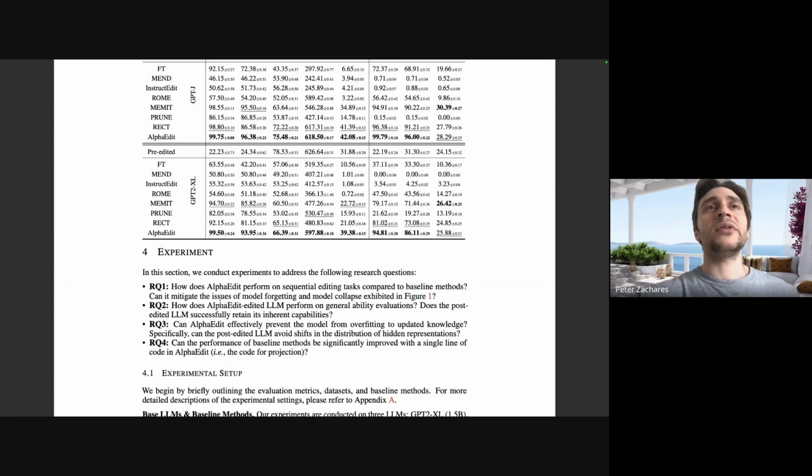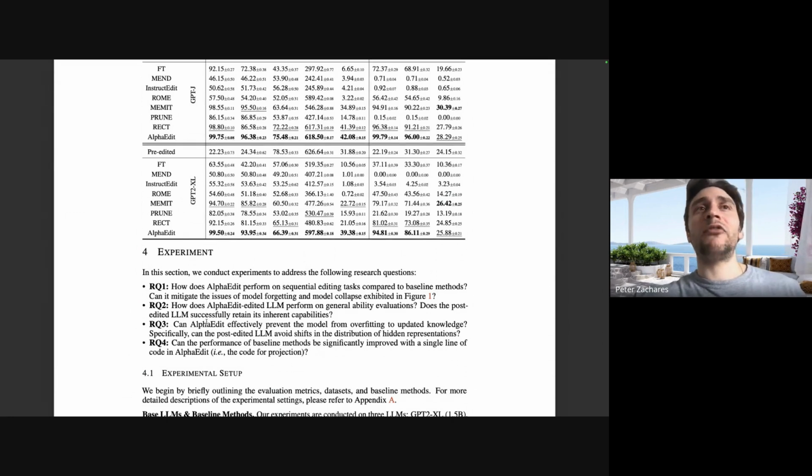Second one is, how do AlphaEdit-edited LLMs perform on general ability evaluations? Does the post-edited LLM successfully retain its inherent capabilities? So we learned this new information, we're probably pretty good at that, and we probably have our old information preserved, but can it still accomplish tasks correctly? That's another element that we didn't really talk about: maybe you still know the old information, but you can't accomplish tasks, the LLM is not as generalizable.